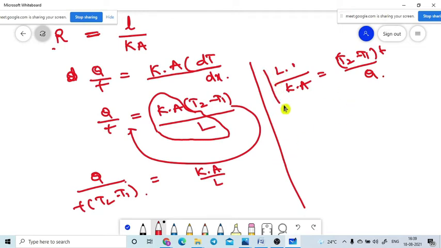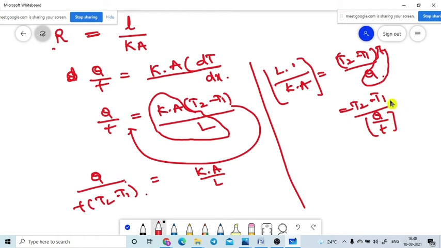So now this value is nothing but, please look at this one. What does it mean? It is Q by T, I will write like this: T2 minus T1 divided by Q by T. Can we write like this also? Because numerator by numerator, it will come to the denominator position, and again it will come to the same position itself. So no issue.